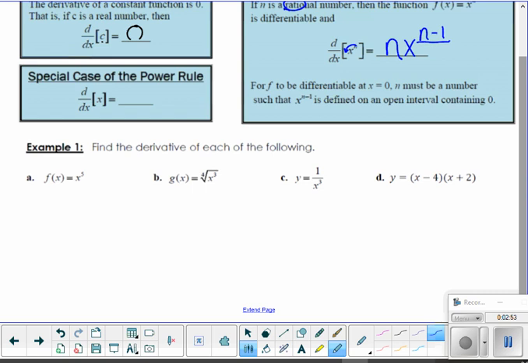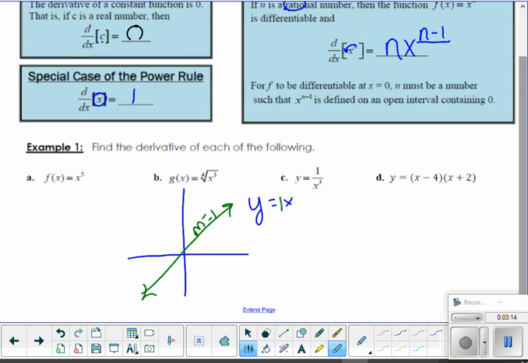Special case of the power rule. What if I just had x? What would its derivative turn out to be? Well, it turns out that its derivative is 1. And if you think about it, if I have the function y equals x, and it's saying take the derivative of the function x, well, that is a linear function with a slope of 1. It makes sense then that the derivative would be 1, doesn't it?